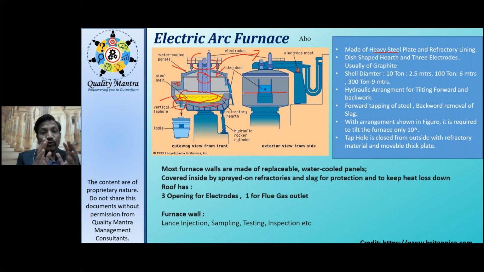You cannot produce 10 ton in the blast furnace, but in an electric arc furnace you have the flexibility to produce 10 ton, 100 ton, 300 ton. So in between capacities are there also. A 10 ton furnace will have around 2.5 meters of shell diameter, 100 ton will have 6 meters, whereas 300 ton has 9 meters of shell diameter. Different companies manufacture it with different dimensions, but you can see, yeah.